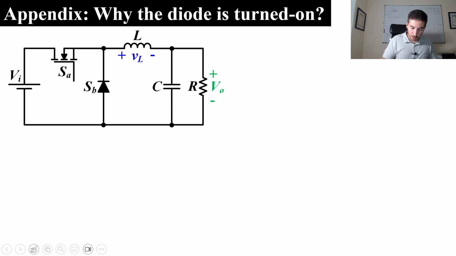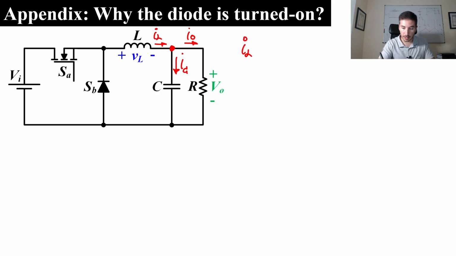Well, finally, before we finish, we have to answer this question: why is the diode turned on when we turn off the MOSFET? In order to get the answer, we will analyze this node. In this node, we can see three currents. We have the inductor current, we have the output current, and we have the capacitor current. Applying Kirchhoff's current law in this node, we can say that the inductor current is Io plus Ic.